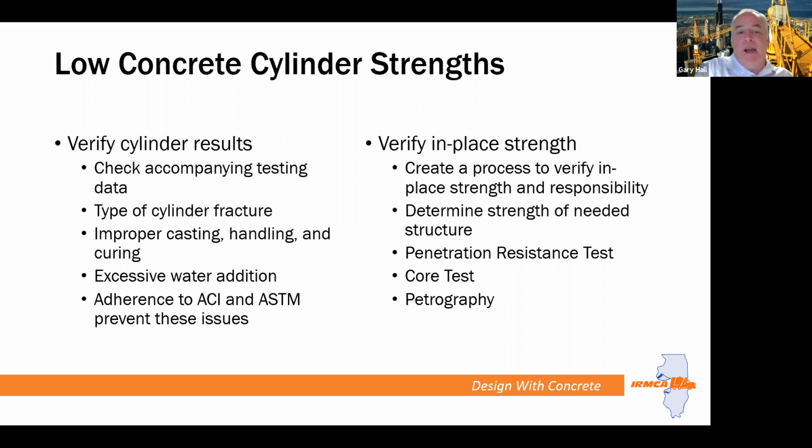We take a look at the type of fracture when the cylinder is broken at the lab. The fracture types are typically listed on the cylinder reports, which could lead to clues as to possibly how the cylinder was cast, or maybe conditions in the laboratory that may have led to different types of failures. And then, of course, improper casting, handling, curing can all lead to conditions that might result in cylinders that aren't representative.